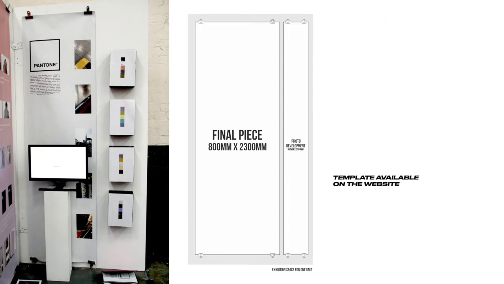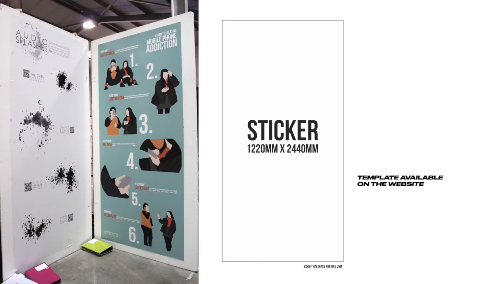This is also an example of a panel. So you can see there, this particular student has split the board into two. So we've got the panel with the film final piece underneath it, and then we've also got some light boxes on the right.